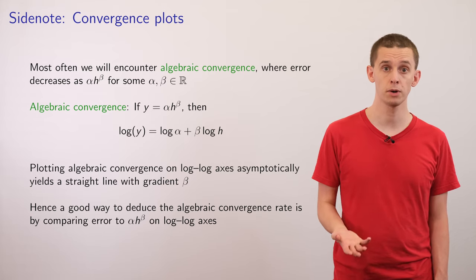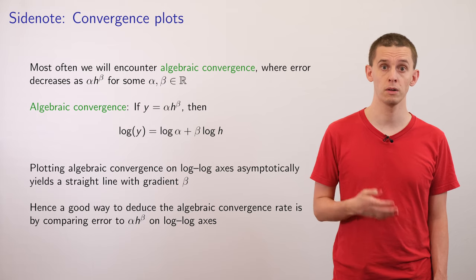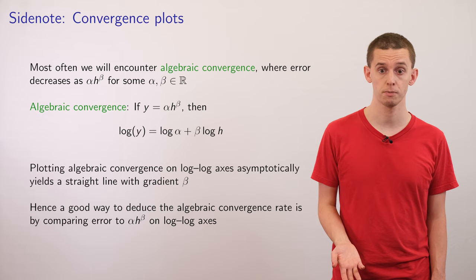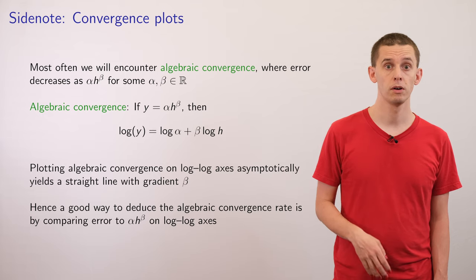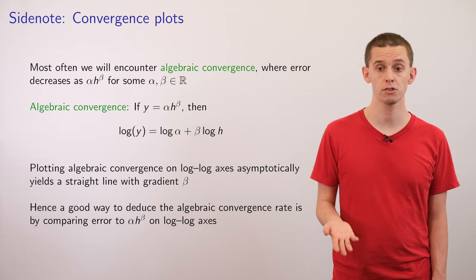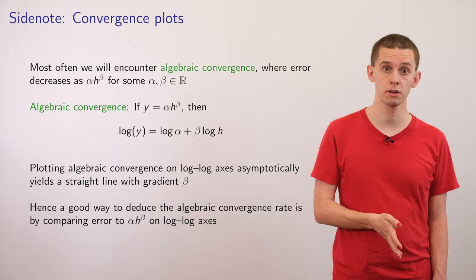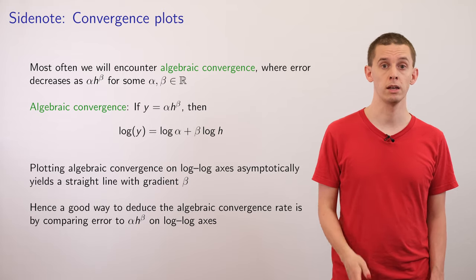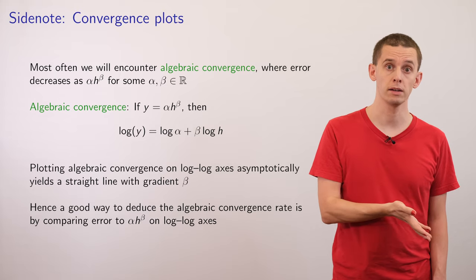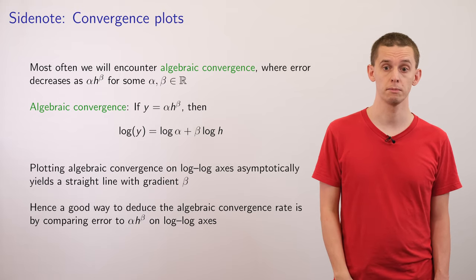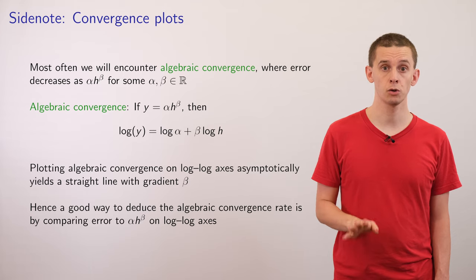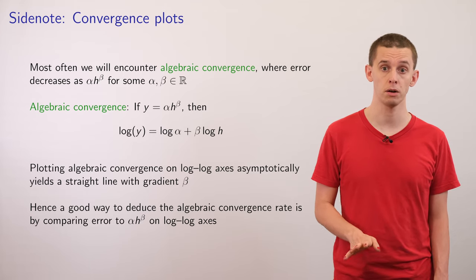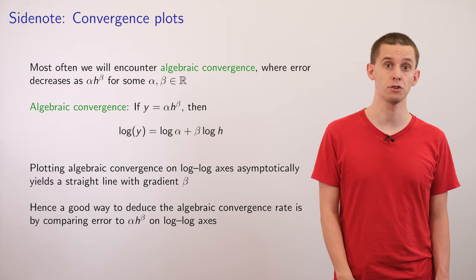Now if we take the logarithm of this equation, we end up with log y equals log alpha plus beta log h. So now, if we plotted on a log-log scale with y on the vertical axis and h on the horizontal axis, then we would end up with a straight line with slope beta. Hence, a good way to deduce that we have algebraic convergence is to use a log-log plot and look for a straight line.